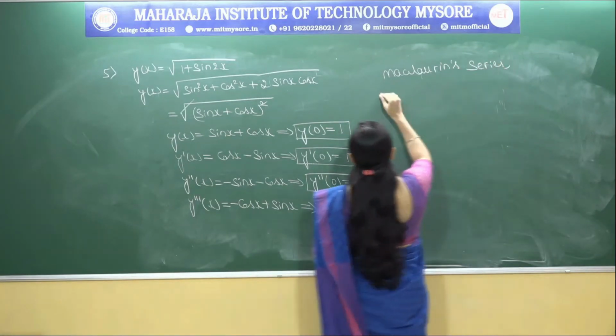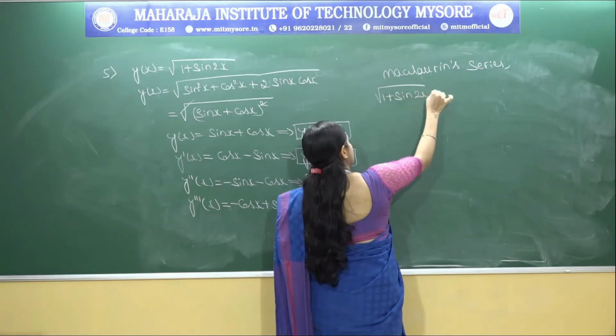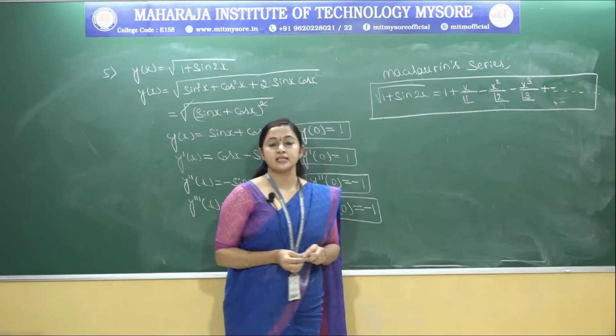The given term is the square root of 1 plus sine 2x. This is the y of x. Okay, this is the series.